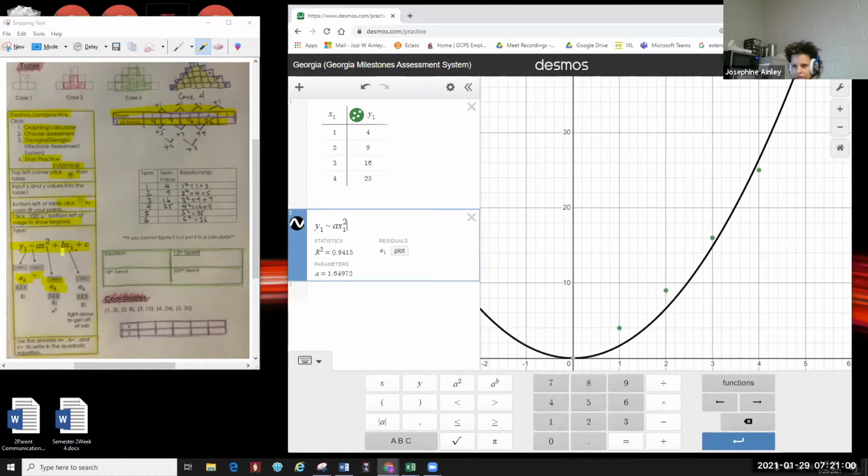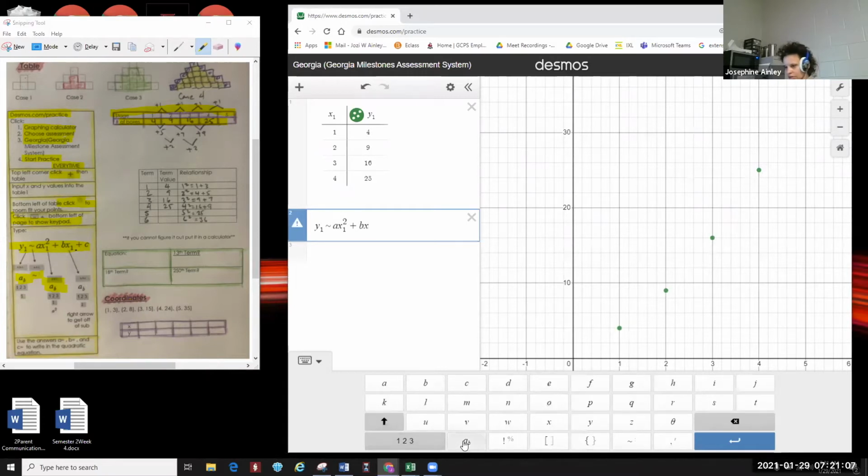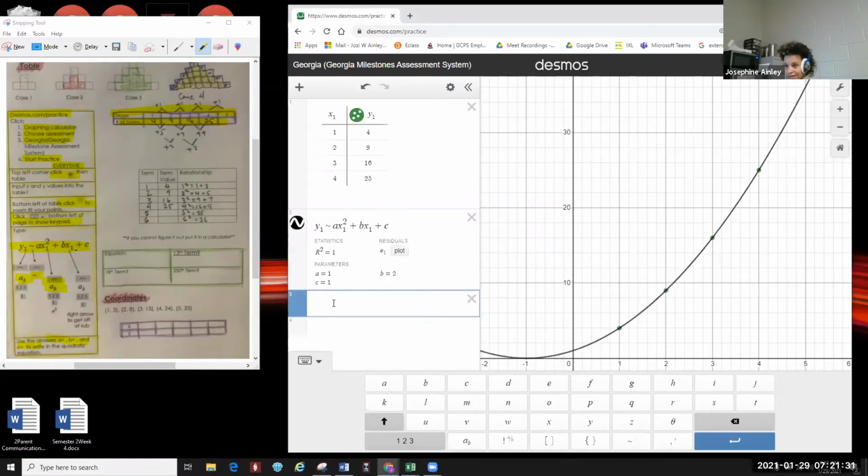Then it says plus B X sub 1 again. So X sub 1 is always going to be ABC, this button right here, sub 1, and then plus C. Be careful, because if I do plus C right there, it's still on the bottom, so you've got to click out of that and go plus C. Perfect. Once you have that, this is your quadratic equation, where A equals, B equals, and C equals is your quadratic equation.